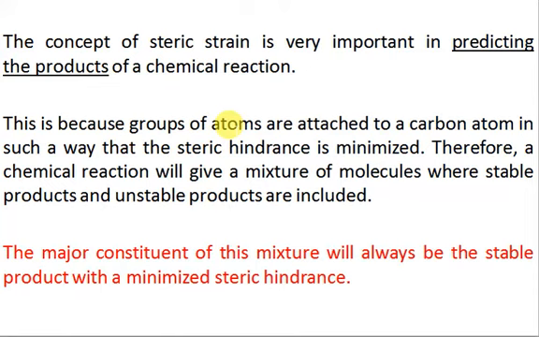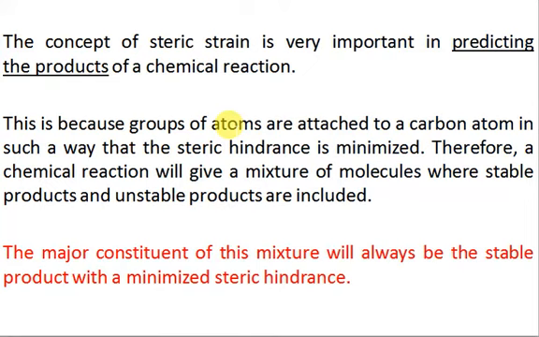So whenever a compound is formed, whenever there is a molecule, in molecules the atoms are arranged in such a way that there is minimum repulsion between the atoms, or minimum repulsion between the electrons of the bonded atoms, right? Therefore the chemical reaction will give a mixture of products where stable and unstable products are formed. In certain molecules the products are more stable because the arrangement of atoms makes the molecule stable, and in some other products the arrangement of atoms does not make the molecule very stable, right?